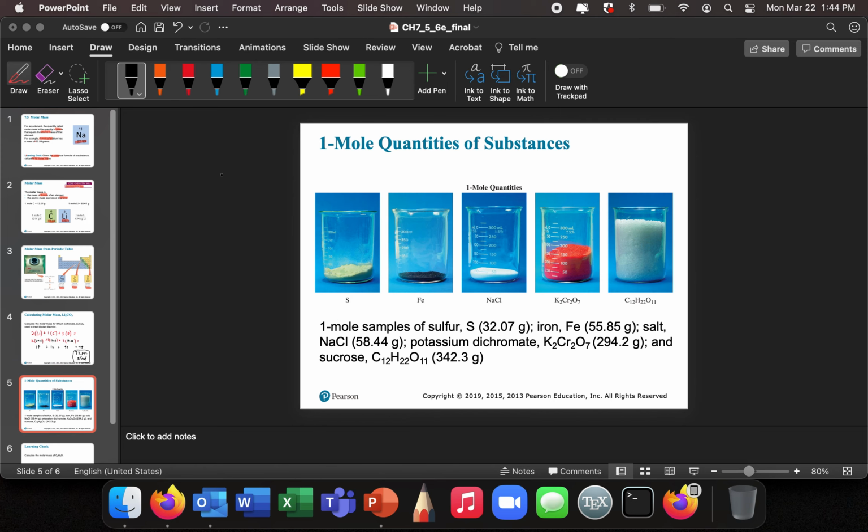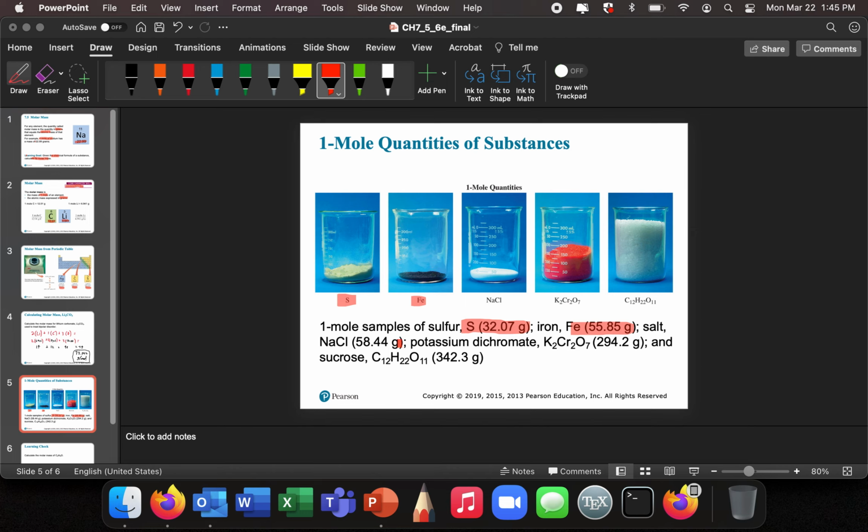Okay, so here's an interesting graphic from your textbook. 1 mole quantities. 1 mole of sulfur is 32.07 grams, right? Because sulfur is that many grams per mole. So that's sulfur right there. 1 mole of iron is 55 grams, right? Looks like a smaller amount, but it's more dense, right?